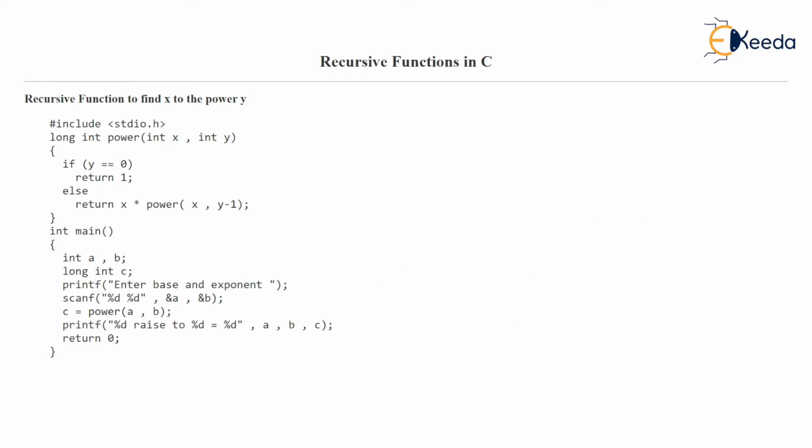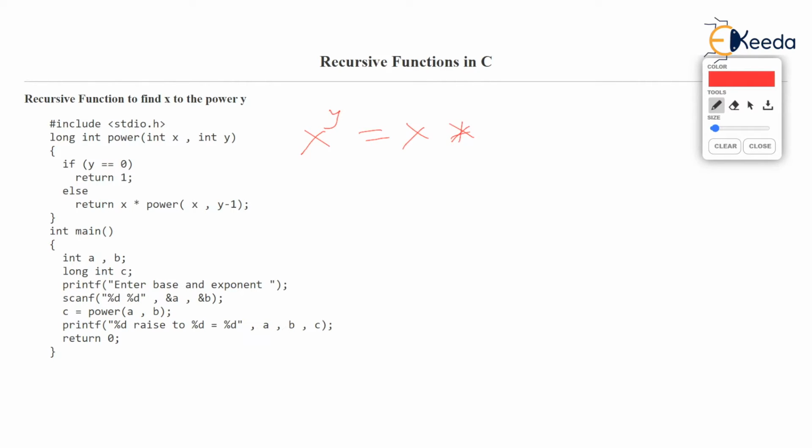So in general, how do you think of the recursive definition of x raised to y? X raised to y we know is x into x raised to y minus 1. And we are asked to write a recursive function for this. So we can write this x raised to y as a function called power. And obviously, the power function should get two things, x and y, because we are finding x raised to y. So we should pass these two values to the power function.